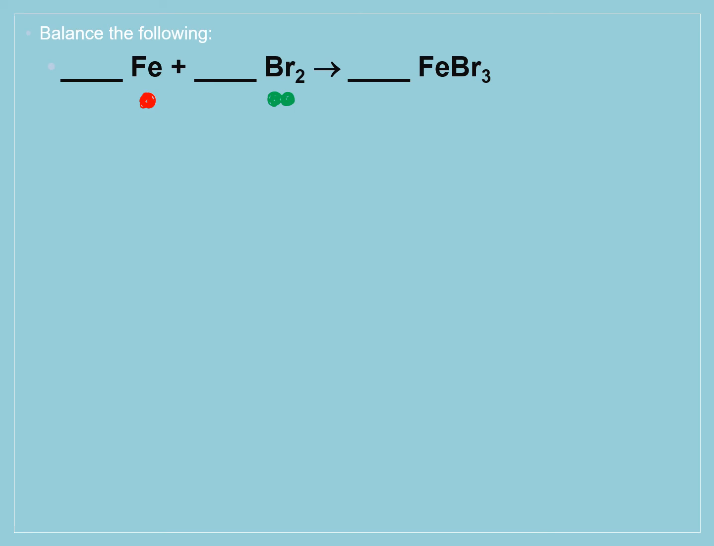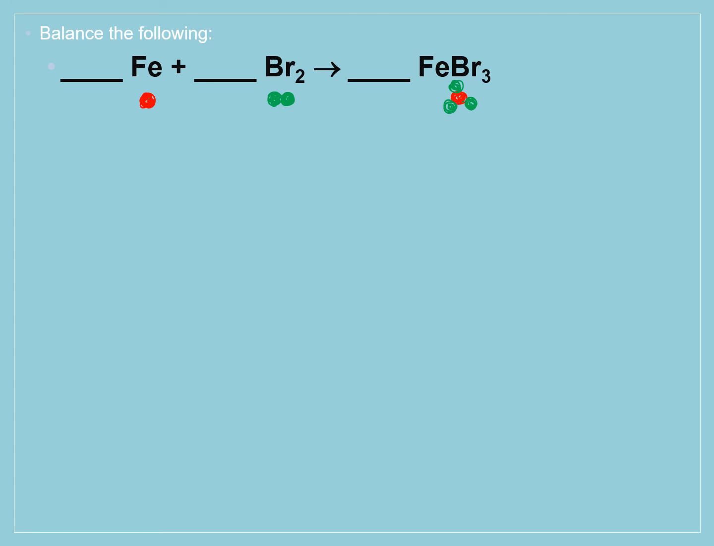And on the product side, I have this FeBr3, so it is made up of 1 iron atom and 3 bromine atoms. So I've got 1, 2, 3. Now recall that mass must be conserved, number of atoms must be equal. 1 red, 1 red. So far so good. 2 green, 3 green. We're not quite balanced. We have broken the law of conservation of matter.